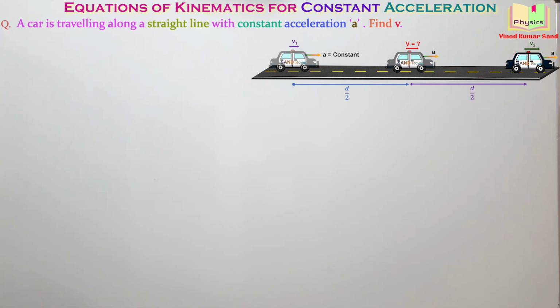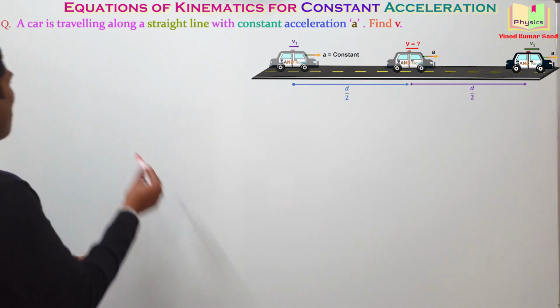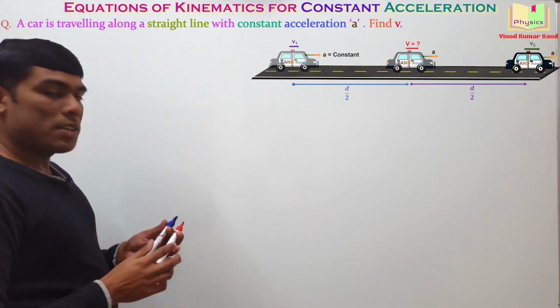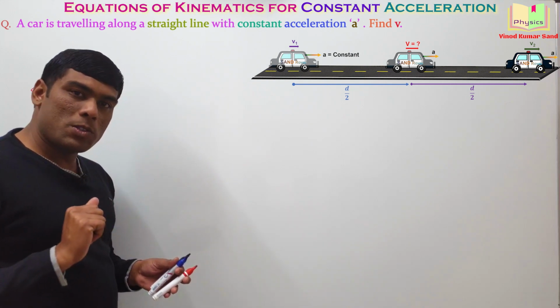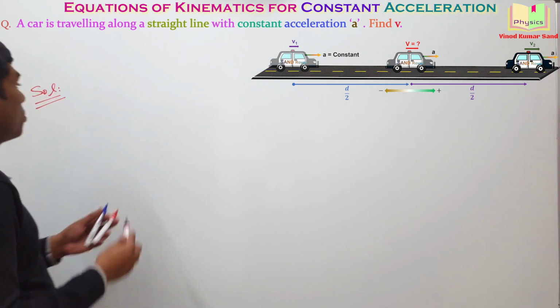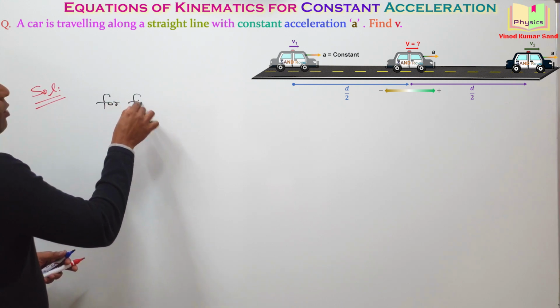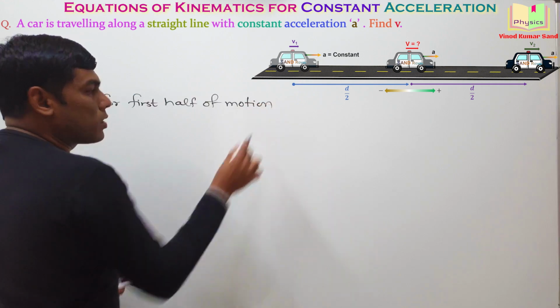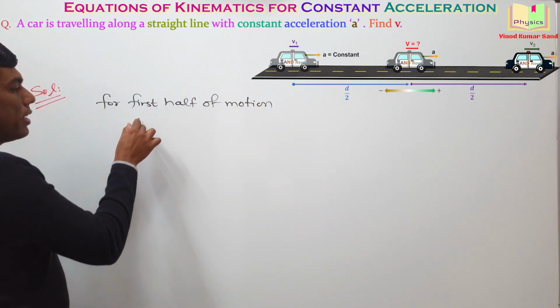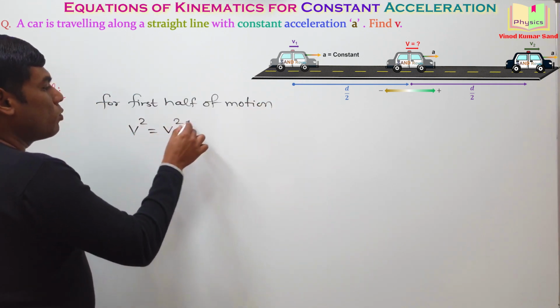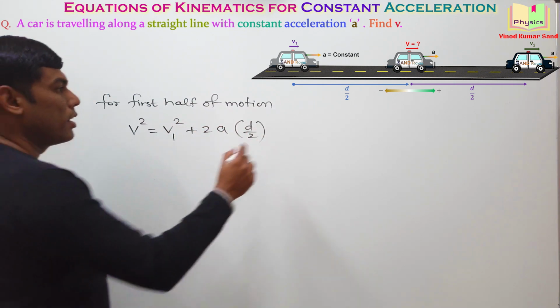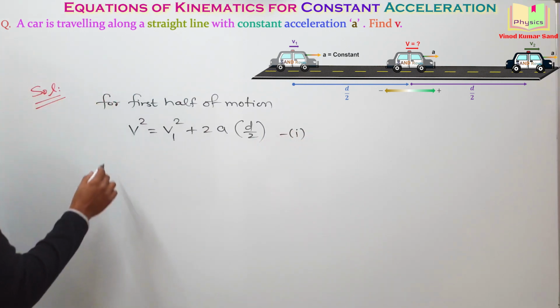Okay, I hope you are done with your calculations. So let's check them. For solution purpose, we are choosing this direction as the positive and will be using the third equation of motion. So for the first half of the motion, I am using the third equation. Looking at this diagram, I should write v square is equal to v1 square plus 2a d by 2. Do you agree? Let's call it equation number 1.